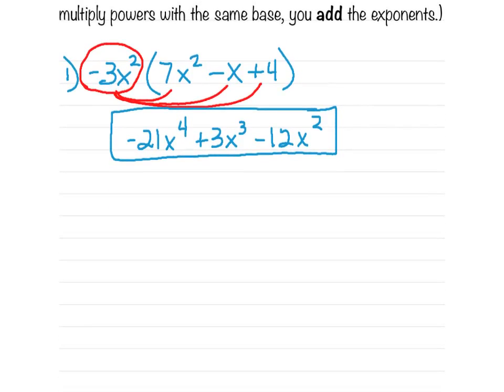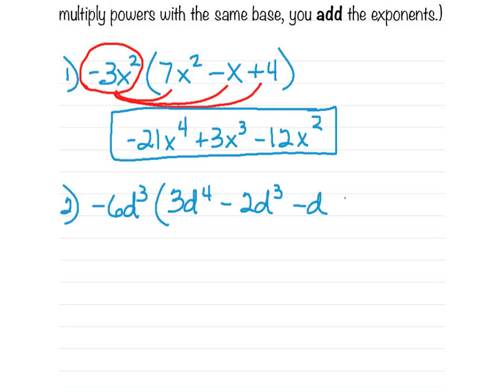Try number 2 on your own. After you copy down the problem, hit pause on the video and then check your answer. Negative 6d cubed times 3d to the fourth minus 2d cubed minus d plus 9.